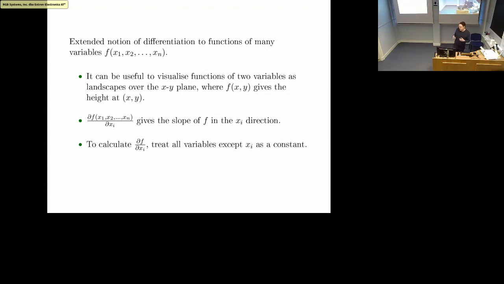We've then formalized this notion of slopes in different directions using the partial derivative, where the partial derivative of f with respect to x_i gives the slope of f in the x_i direction. And we've learned how to calculate partial derivatives: to take the partial derivative of f with respect to x_i, we treat all variables except x_i as a constant.